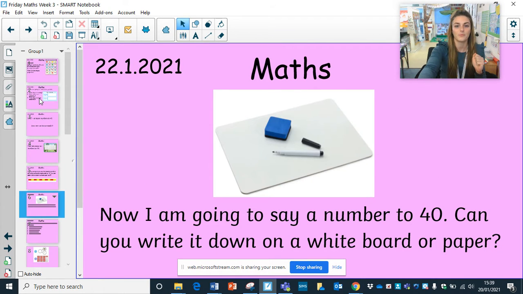Okay, so I'm going to say a number to 40. Can you write it down on your whiteboard or your piece of paper? So here we go. Let's go through this super speedy. Oh, sorry, that's giving you the answer there. So let me just change that. Can you write the number 24? Sorry about that. This is what happens with recording sometimes. 24. That's how it should look. Double check yours. Can you write the number 27? This is how it should look. So hopefully we're getting a bit speedy with this, a bit quicker. See if you can beat me.